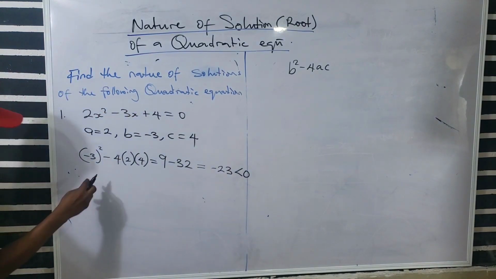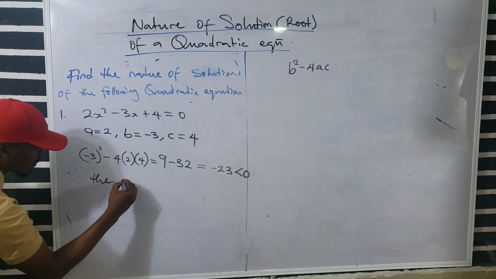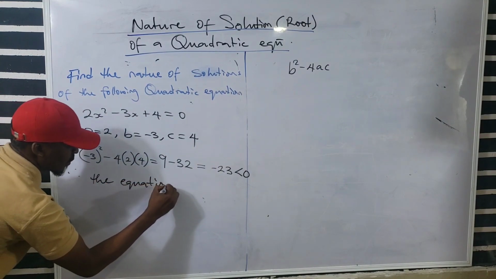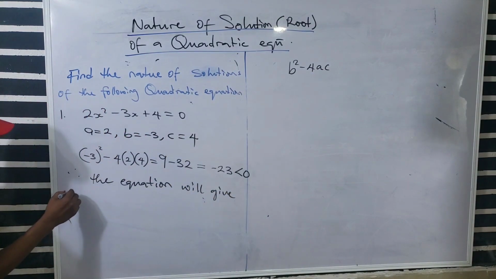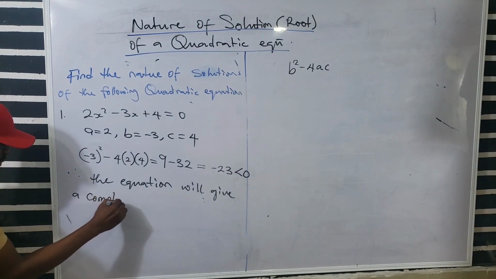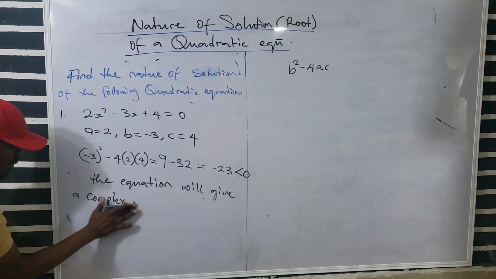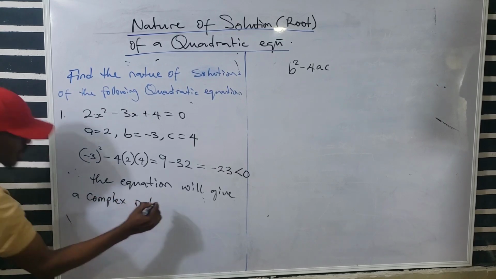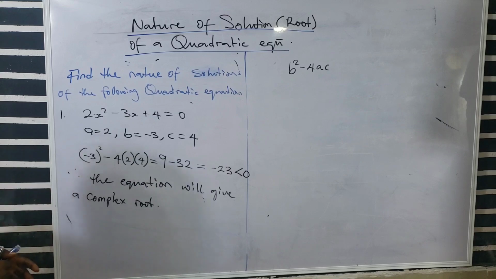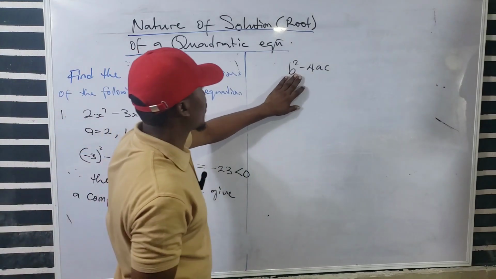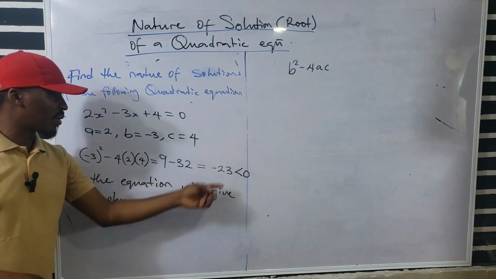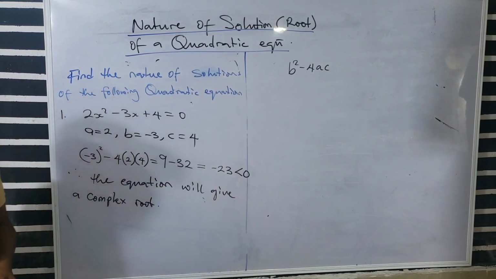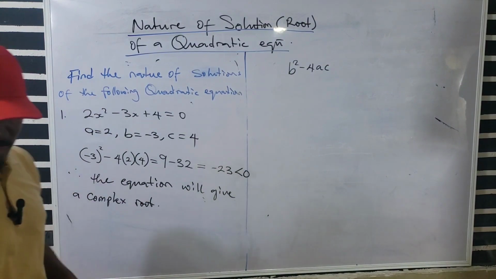Therefore, the equation will give a complex root. So you can see how easy it is. You just test it with your b square minus 4ac and find out whether it's less than 0, equal to 0, or greater than 0. So let us solve another question.